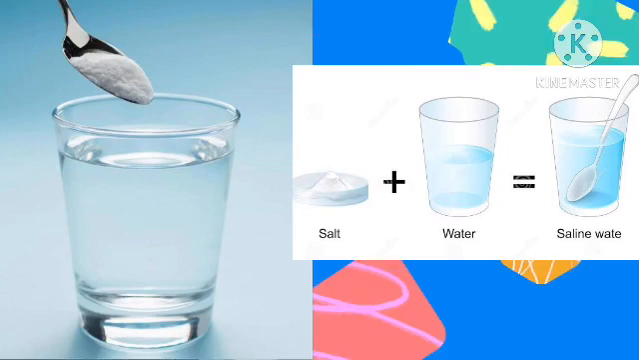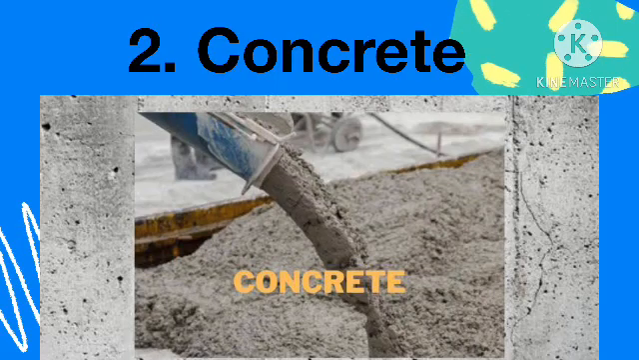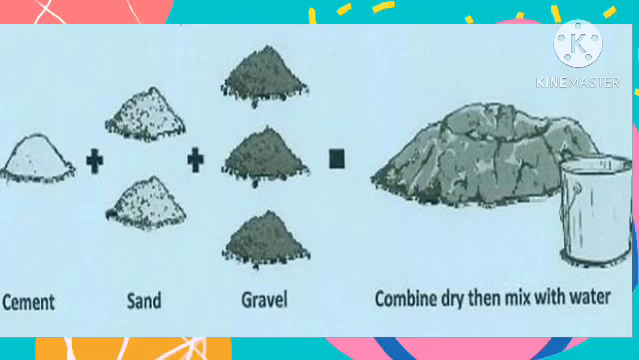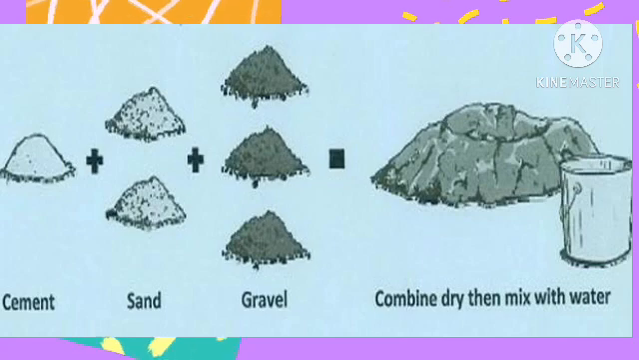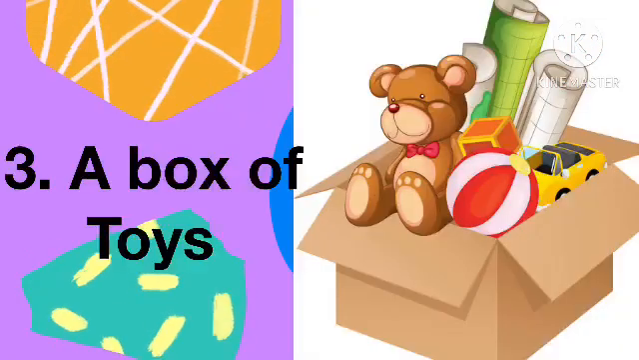Another example of a mixture is concrete. Now, what are the components of concrete? You have cement, you have sand, you have water, you have gravel. Now, all of this combine to get concrete.